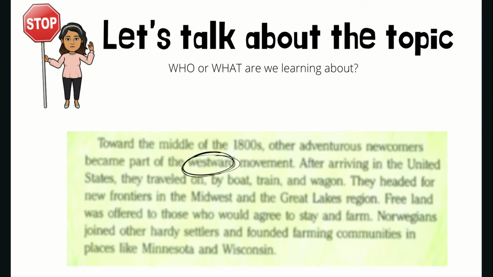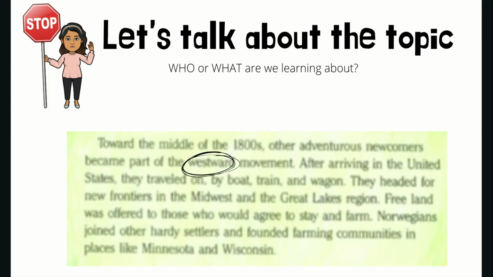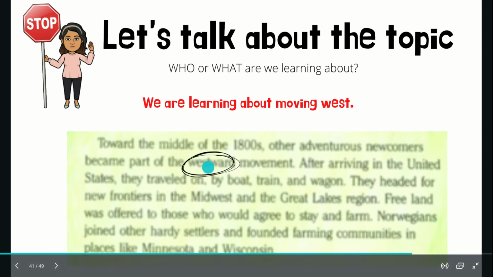Now that we've read this page and taken a closer look at the illustration, let's work on our thinking steps. In order to do this, we need to talk about the topic. When we talk about the topic, we are asking ourselves, who or what are we learning about? Now, I remember reading about westward movement. That means people were moving west and leaving where they were to move to the west part of the United States. And if you remember back to the photograph here, we are seeing wagons leaving and moving away from where they are. So I know that we are talking about moving west. We see that in our text here as well as our illustration.